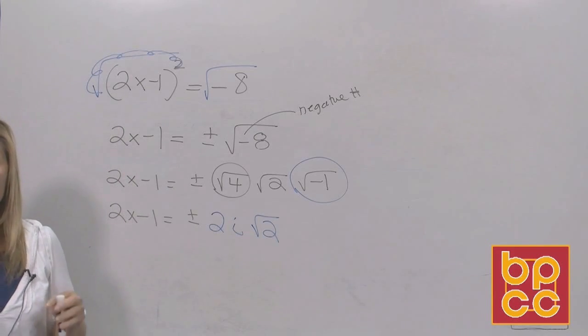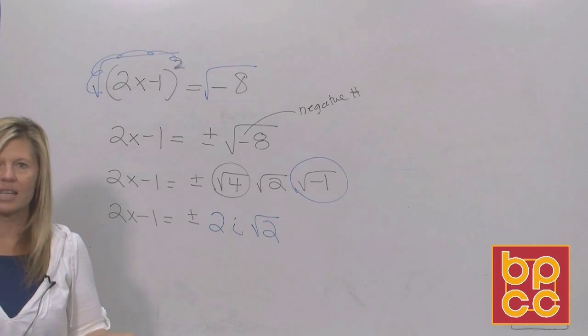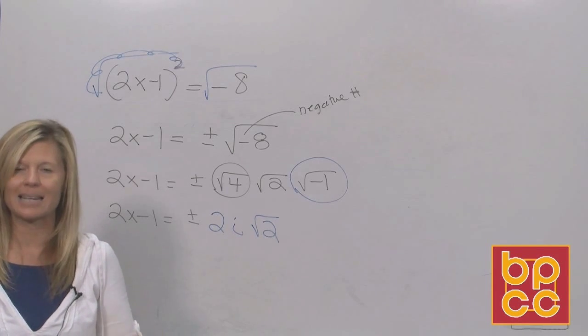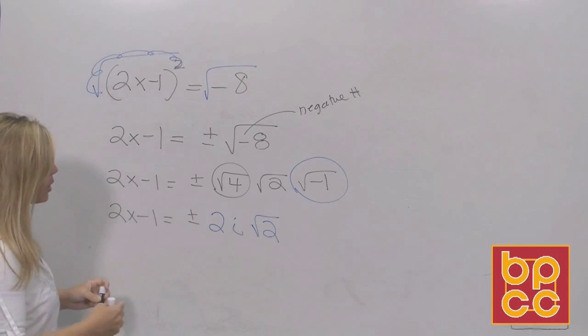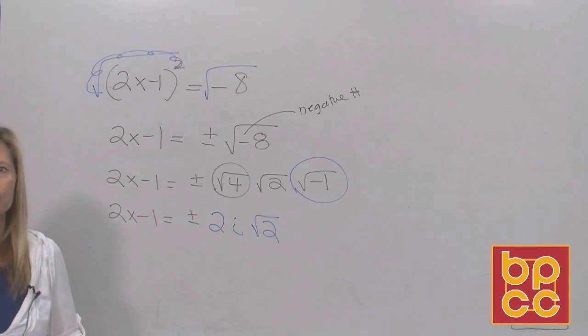So here's the first time you're going to see, when we solve equations, who says the answers all have to be real answers? The answers in college math can be imaginary or complex. So that's important. Anytime you're dealing with square roots, you could get an imaginary answer.